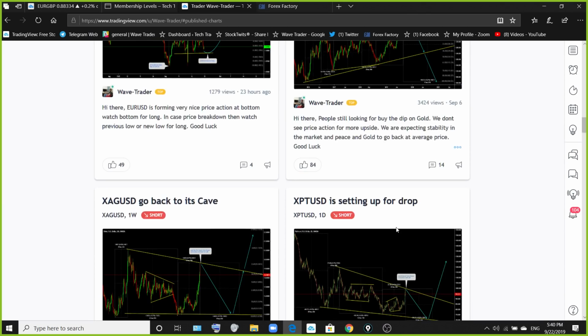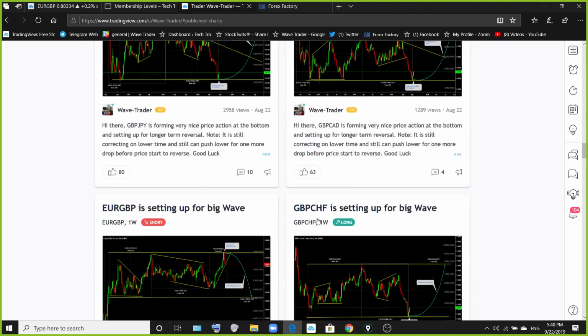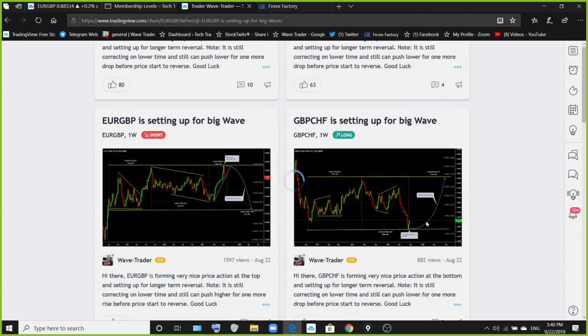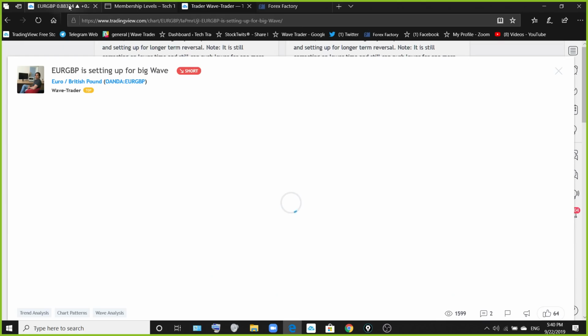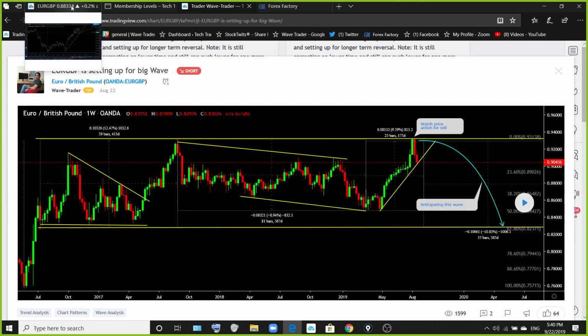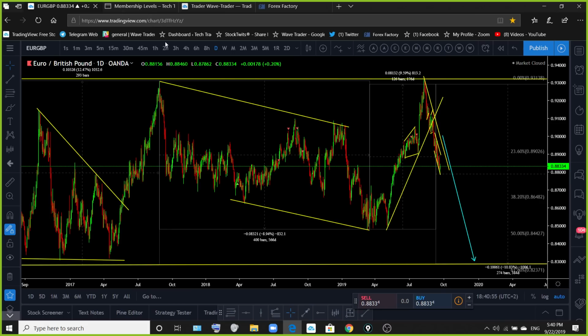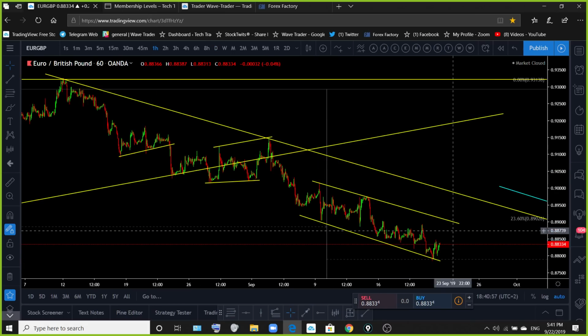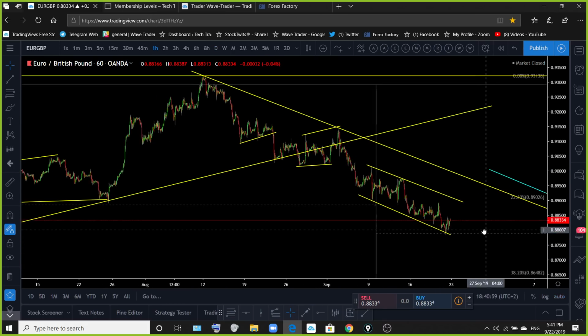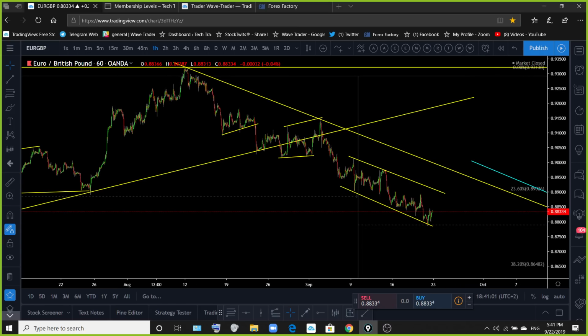Okay, so the euro pound chart. There you got it, right? That's the euro pound chart I just showed you at the start. On the lower time frame, correct, a deeper correction, very much similar to the pound chief. Okay, so a bit deeper correction, an expanding triangle, and it keeps pushing lower.